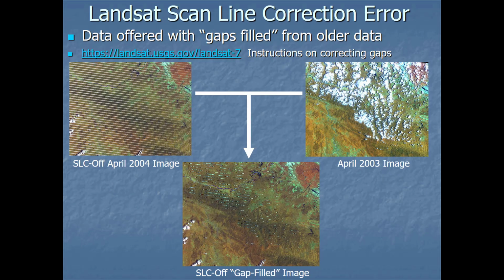So just very briefly, there is a way to correct for the error. On the left, you can see that there is an image from April 2004 with errors in it. On the right is an image from April 2003 without errors, and then those are combined with the method that is detailed on the link provided, and it essentially corrects the gaps.